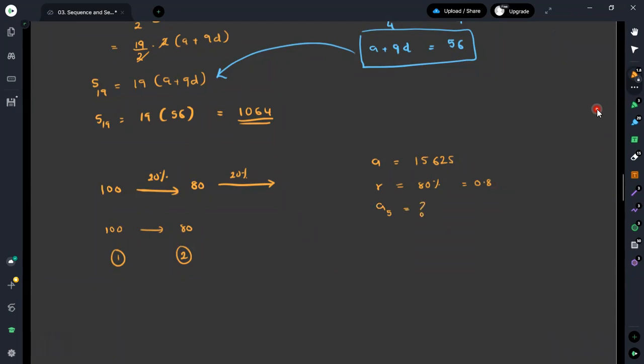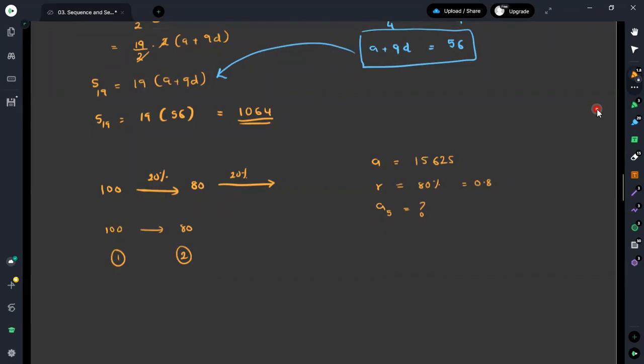Then what we know is that since each year it will be depreciated by 20%, in other words, for the next year we will have the value as 80% of the prevailing, or present, value.